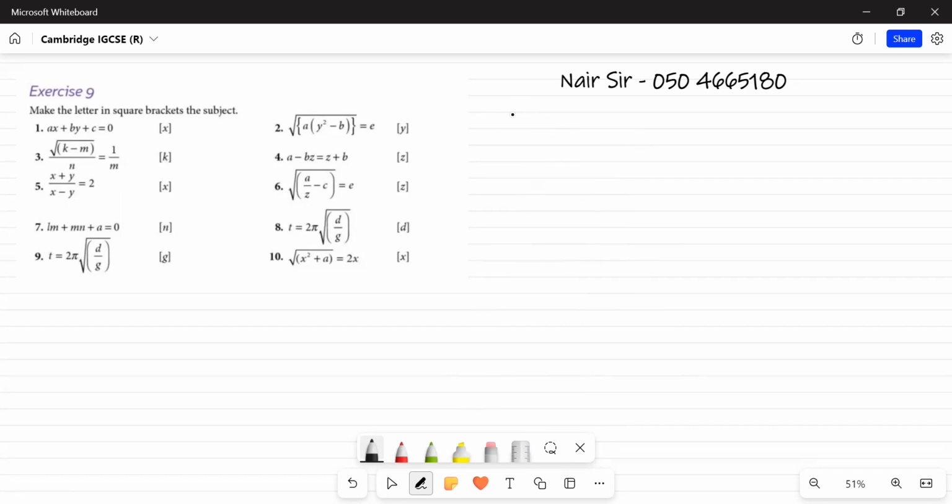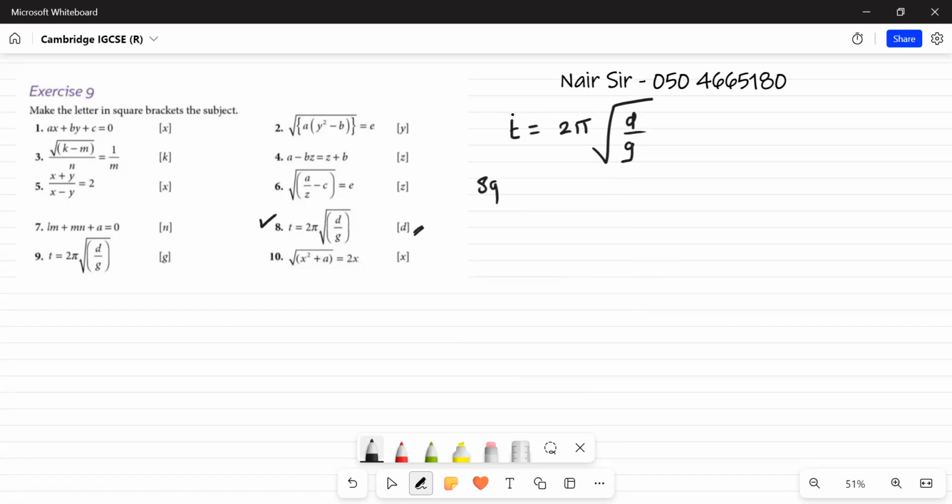Okay, I think question number 4 you can do. Question number 5 you can do. 6 also you can do. I will look directly at the 8th one. Yes, this one. T is equal to 2 pi root of b upon g. What is the subject? B. Again, this is a square root.